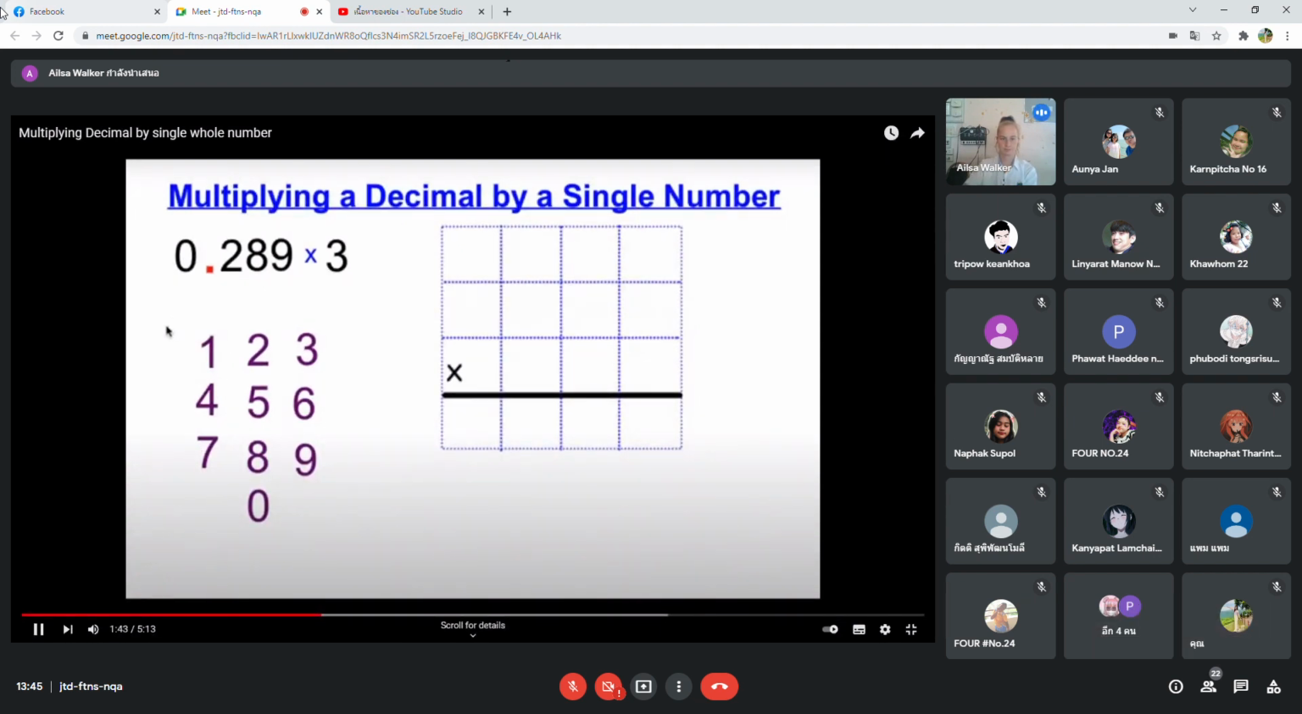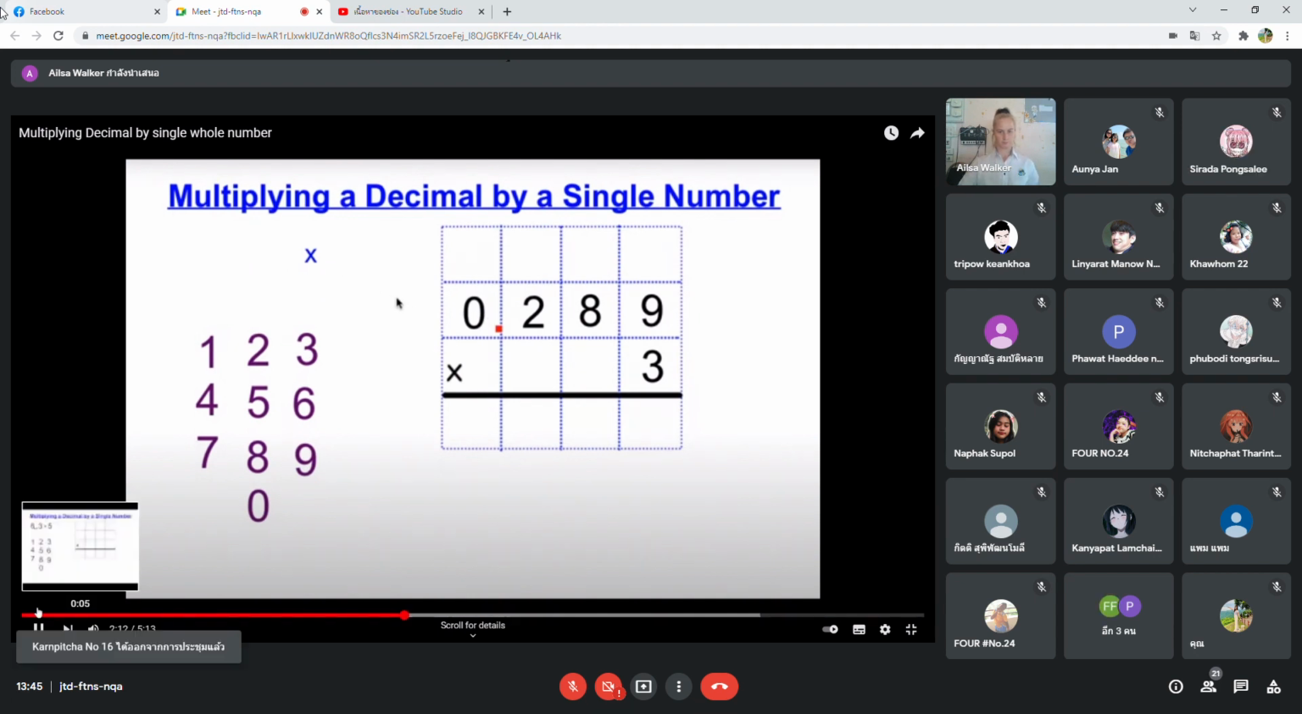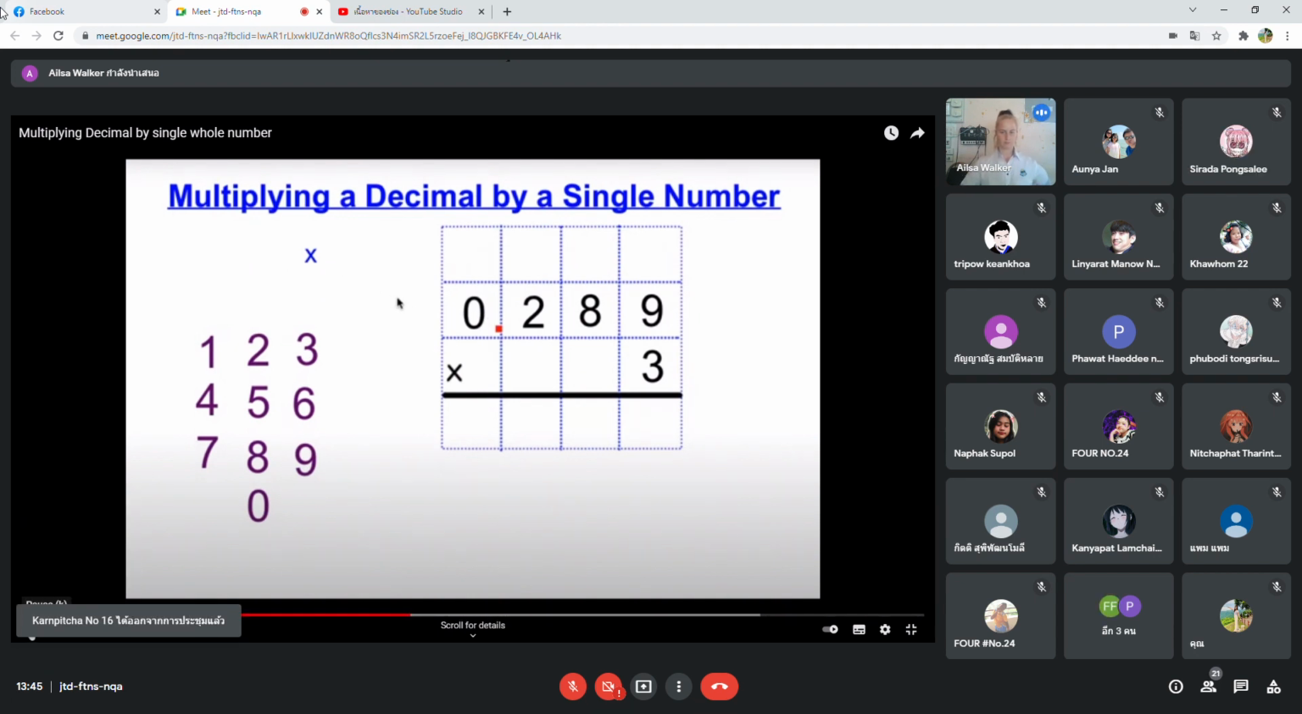0.289, or 289 thousandths, times 3. 3 is my whole number, so once again, we're going to move the 3 and put it on the second line. My 9 starts on my right. I put my 8 in, my 2, my decimal place, and my 0. And then I start my math problem just like before.